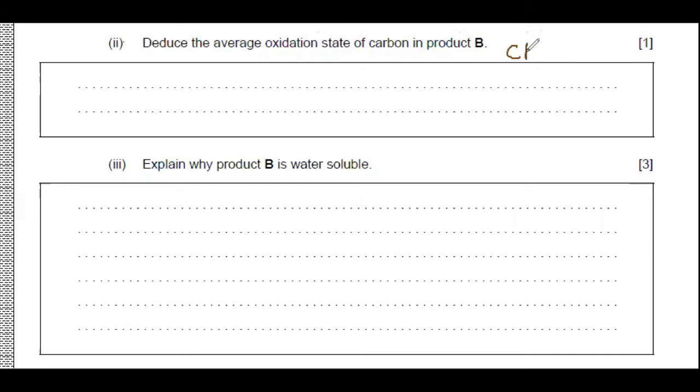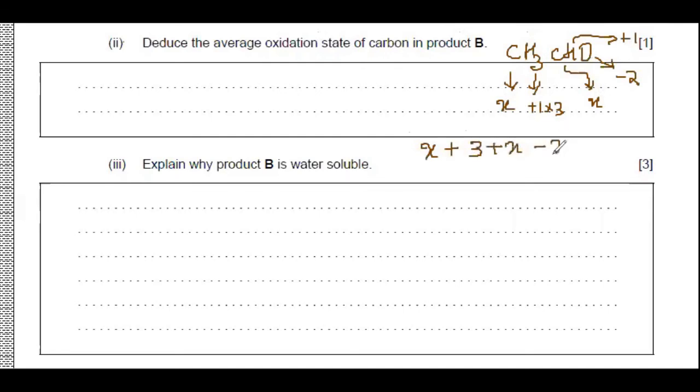So the compound B is CH3CHO. Here we can take carbon as X. We don't know how much it is. Hydrogen is +1, but there are 3 hydrogens, so I'm taking it as +1 times 3. Again, it is carbon, I don't know how much it is. Then there is hydrogen, which is +1 again. Oxygen is -2. So I can write X +3 plus X -2. I missed this +1 here. So that +1 is equal to 0.